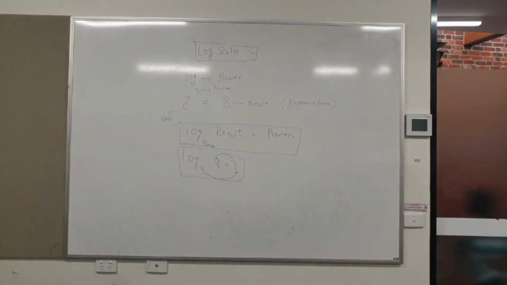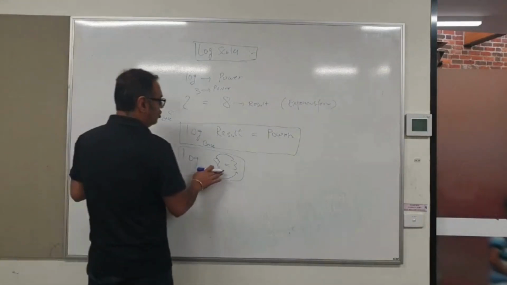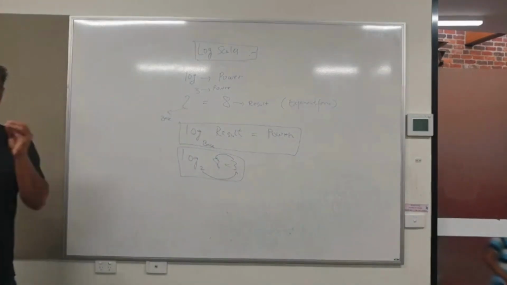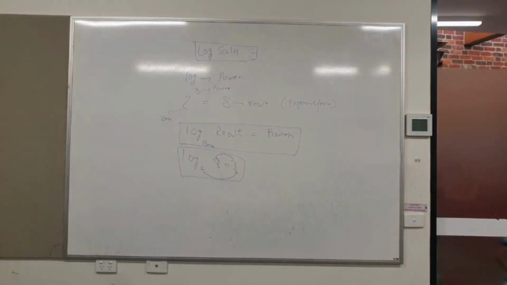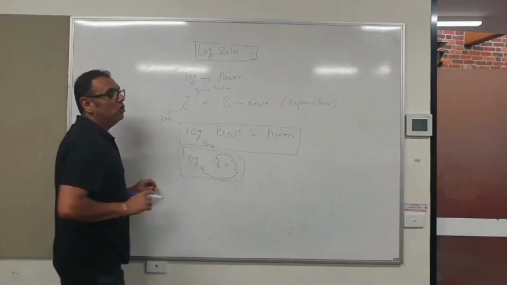So that means 2 raised to the power of 3 gives me 8. Alright? So that's the very, very basics of log. Now, let's talk about what are log scales.